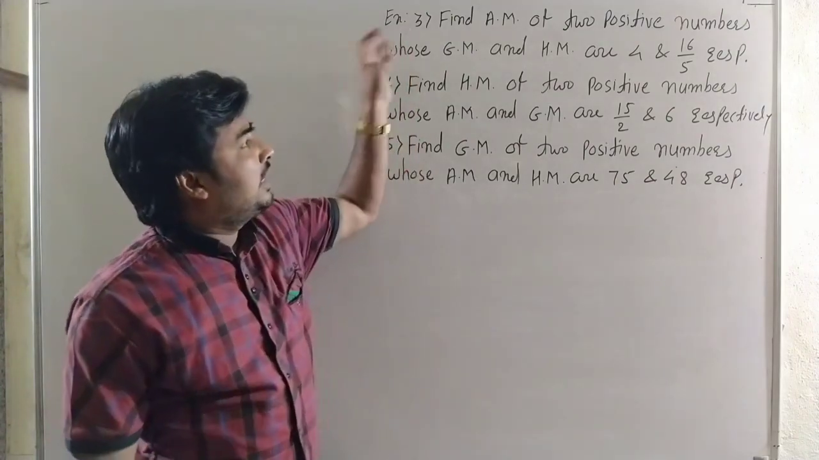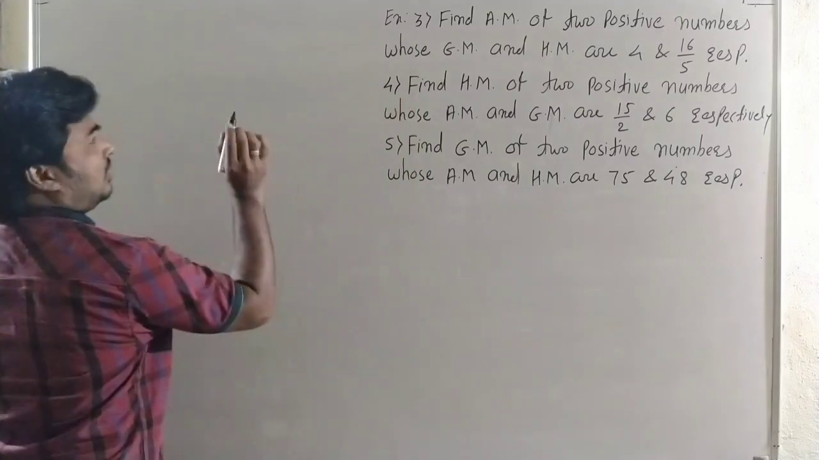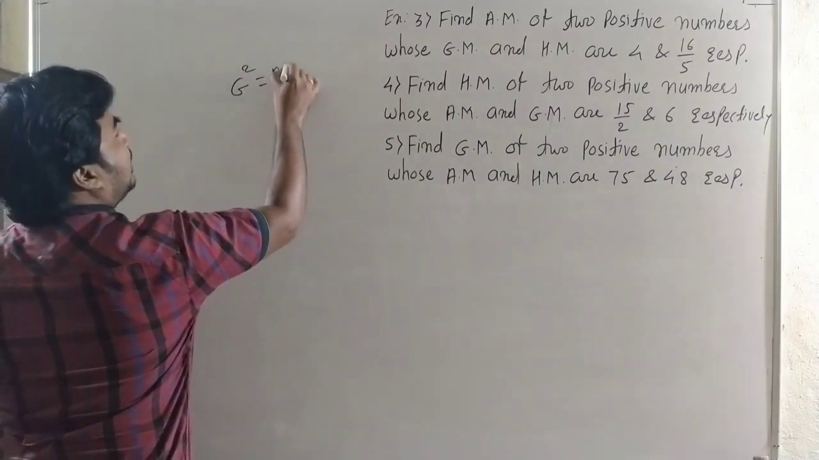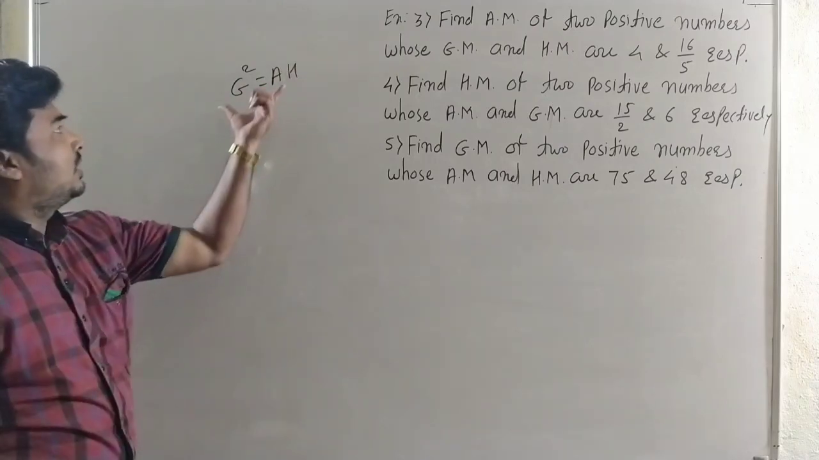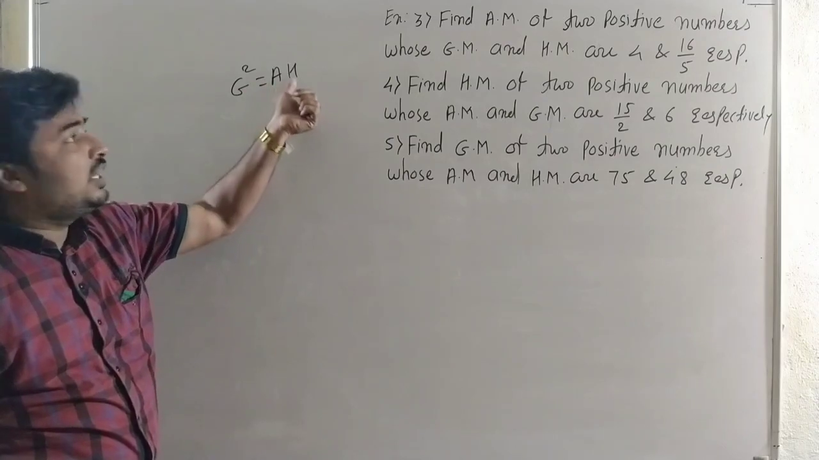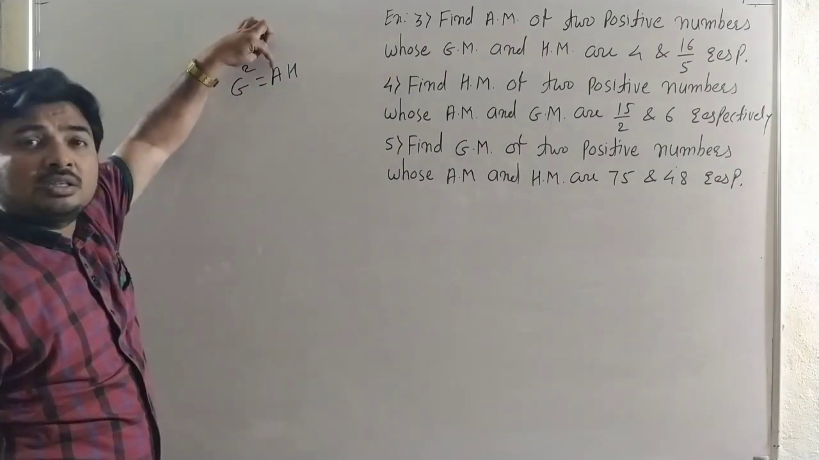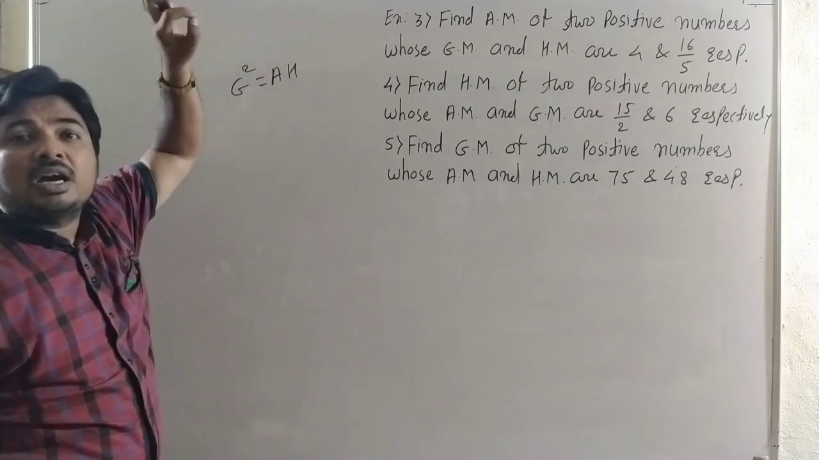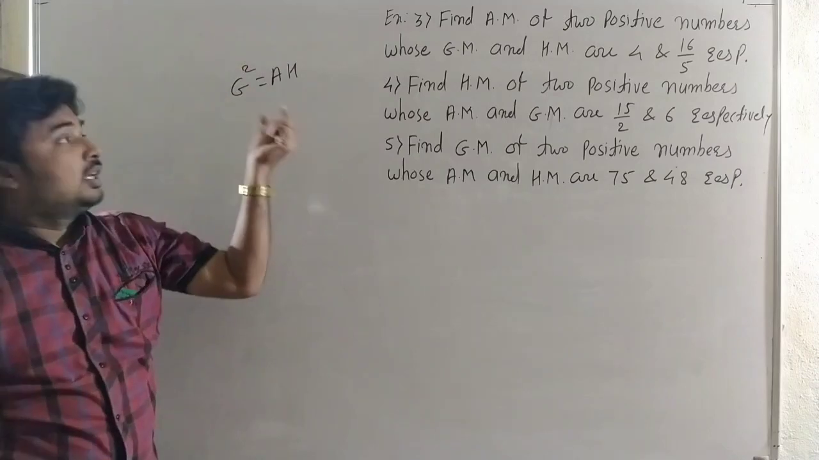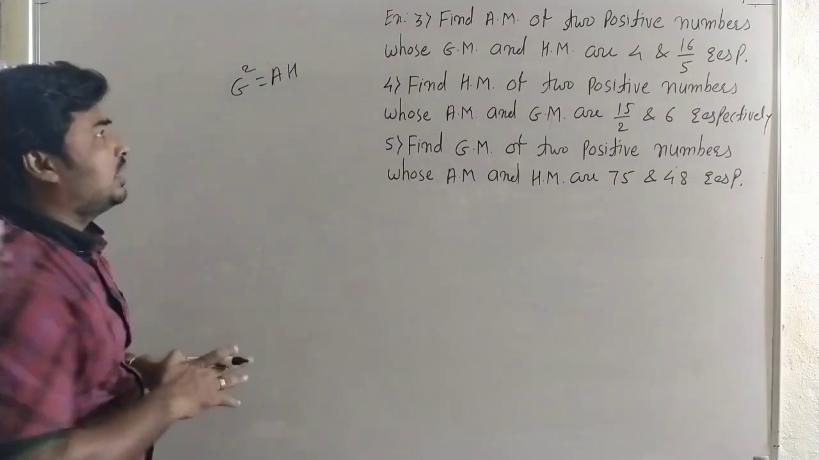Now we see the examples in the exercise 2.4. Here those examples are dependent on the formula that g square is equal to a into h. Here it is our theorem, we already proved. Using this formula, g is the geometric mean, a is the arithmetic mean, and h is the harmonic mean. Using this formula we solve these three examples. See carefully here.